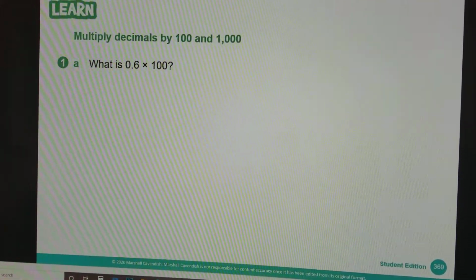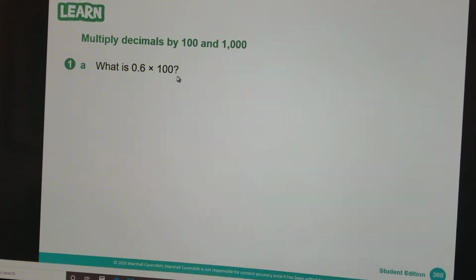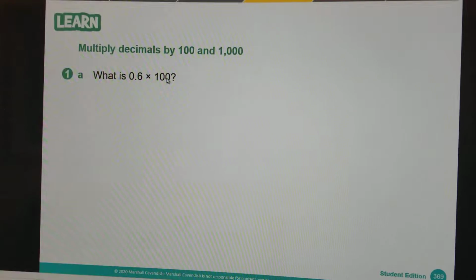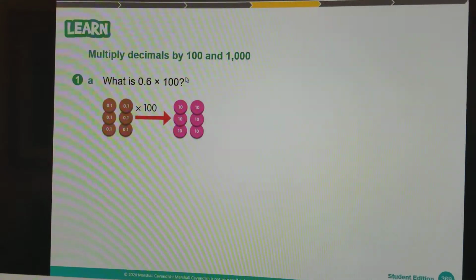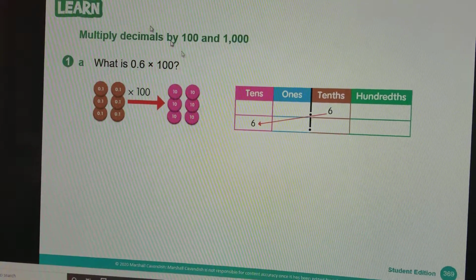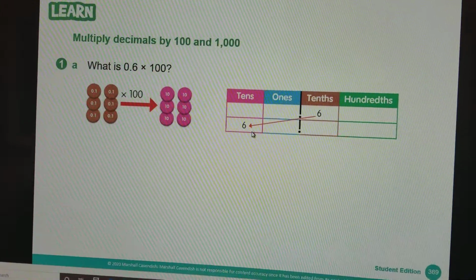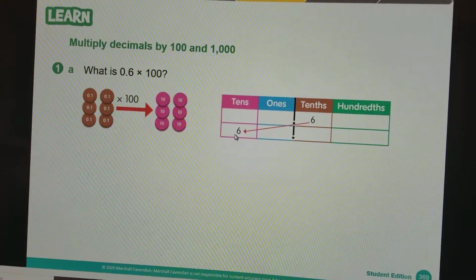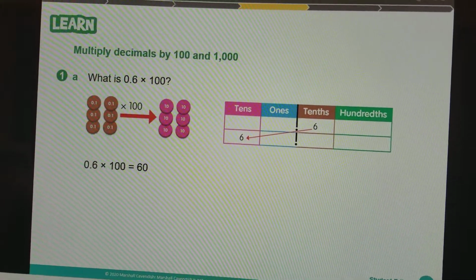So if I have 6 tenths, right? And I multiply it by 10, we know it becomes 6. So what if I have 6 tenths times 100? That would mean it's 6 tenths times 10 and then times 10 again. So keep that in mind. So 6 tenths times 10 would be 6. That 6 would go here, but it's 6 tenths times 100. So I'm going over two place values. So it's times 10 times 10. It would be 60. So 6 tenths times 100, times 10 times 10, is 60.